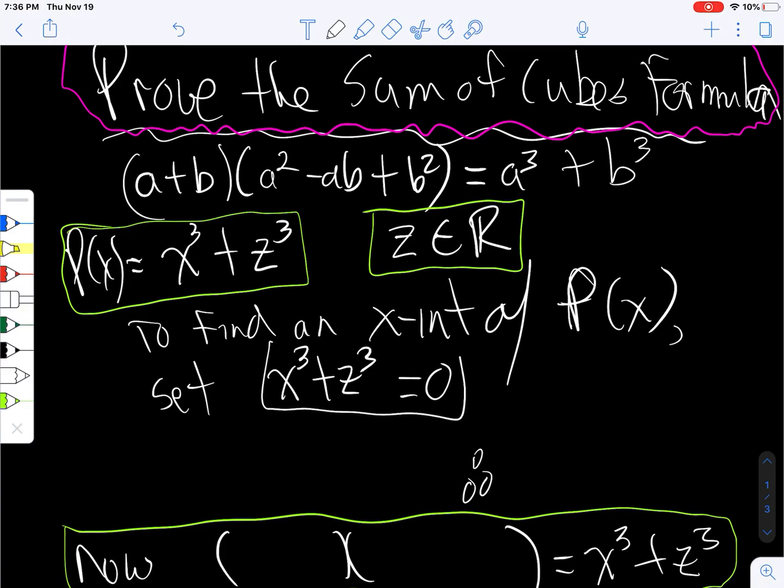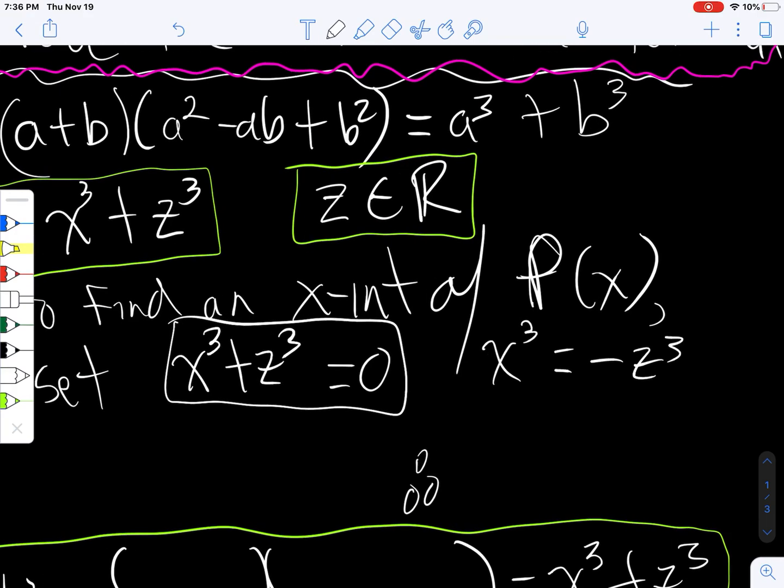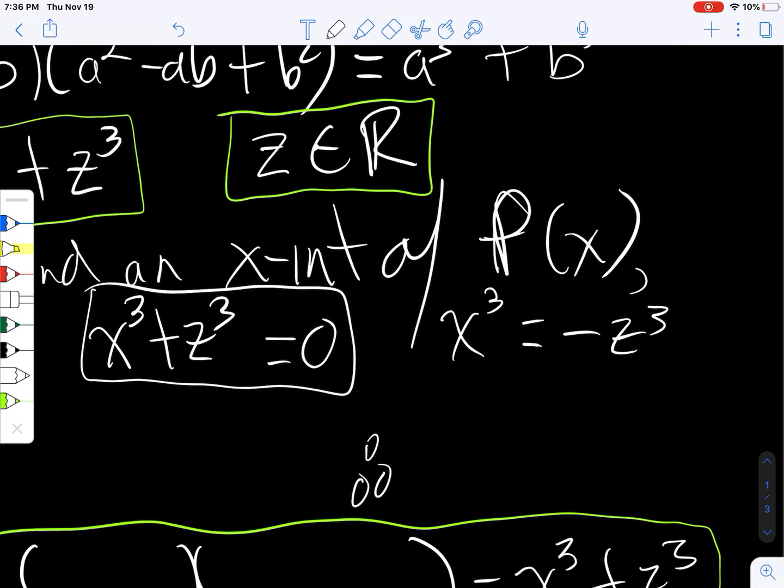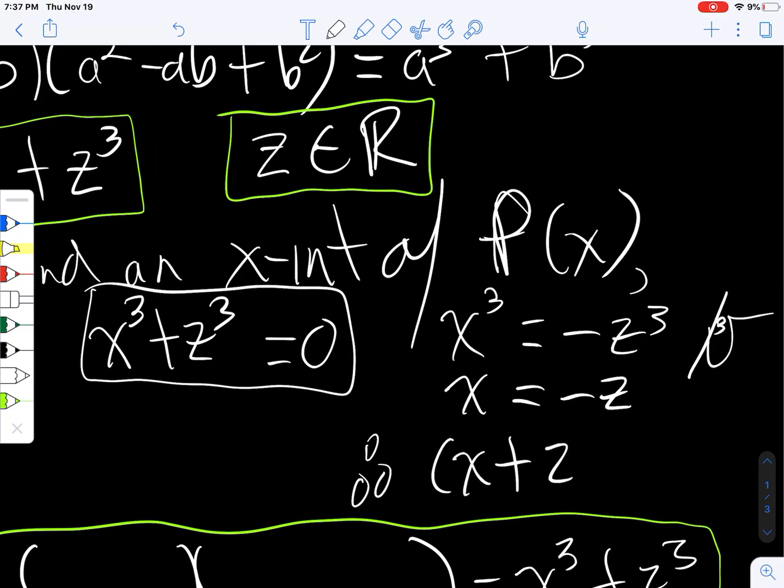That's pretty easy, because then x cubed is going to equal negative z cubed. And if x cubed is negative z cubed, I just take the cube root of both sides, and I'm going to get x equals negative z. Well, look at that. That is an x-intercept. So if x equals negative z is an x-intercept, what is the factor? The factor is going to be x plus z.